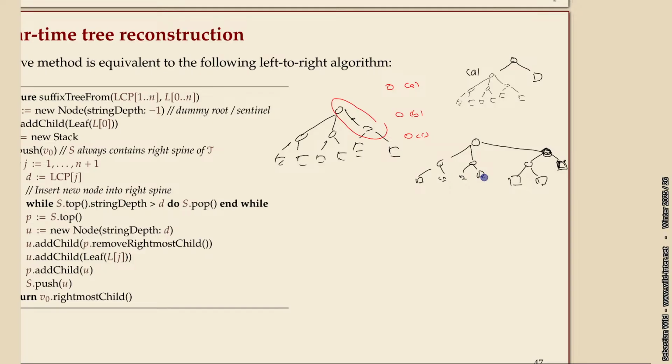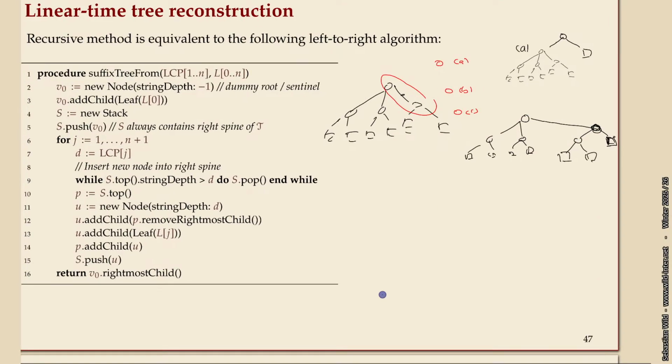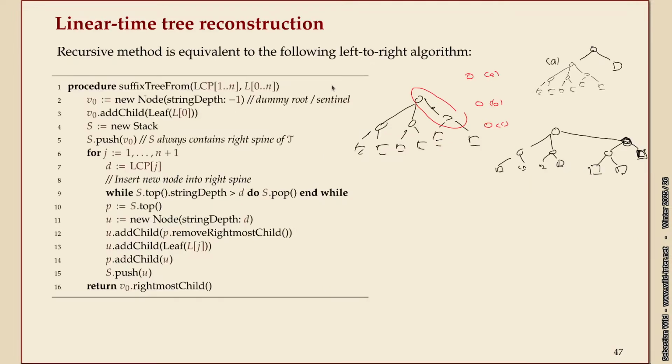In each case, all you have to do is essentially bend away a constant number of pointers. You have this one from the parent down here, and from this, the child. That's what you have to change. And in the code, what you do is you pop from the stack the right spine until you find the spot where you're supposed to go. And then you insert your new node there.